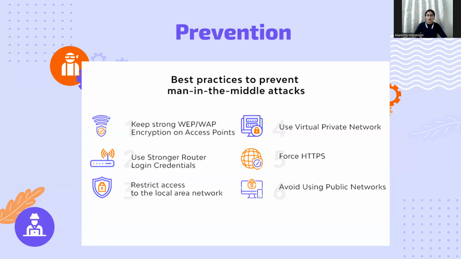These are the prevention measures which we can take. We can keep strong encryption on access points, then use stronger router login credentials. We have to provide a stronger password which can't be hacked easily, then restrict access to the local area network, use VPN, then force HTTPS request.